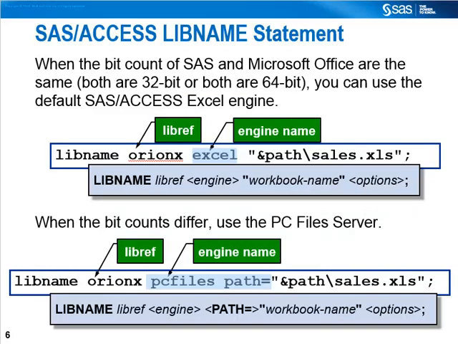Both SAS and Microsoft Office offer both 32-bit and 64-bit versions. Different SAS/ACCESS engines are needed based on matching and non-matching numbers of bits, also known as bitness. If the bitness of both products is the same, the default SAS/ACCESS engine can be used. If not, the PC Files Server engine must be used.